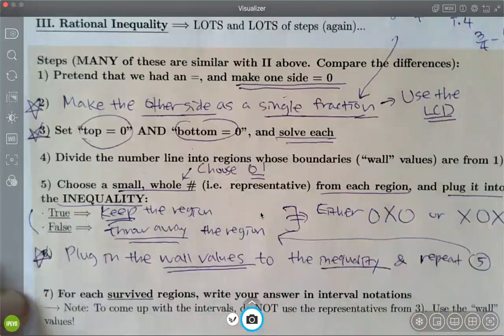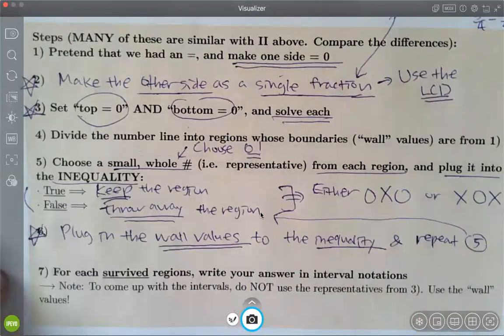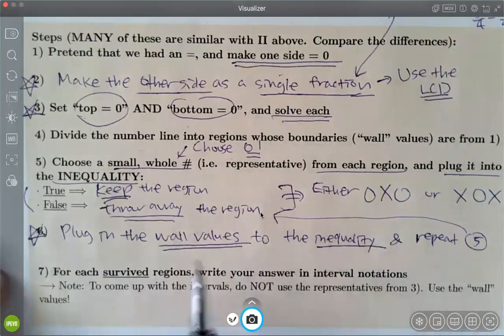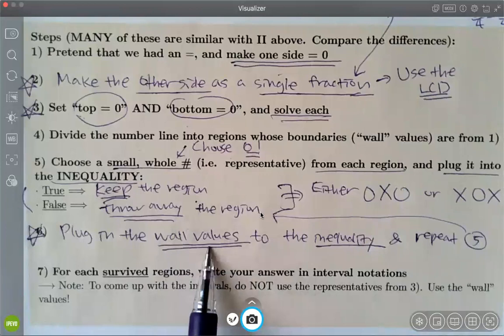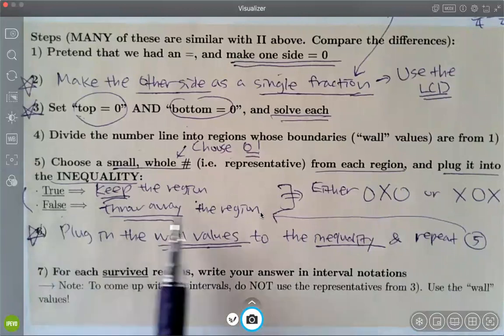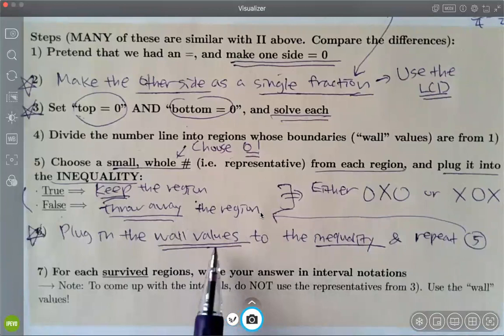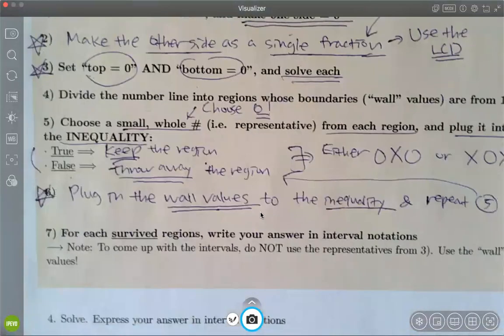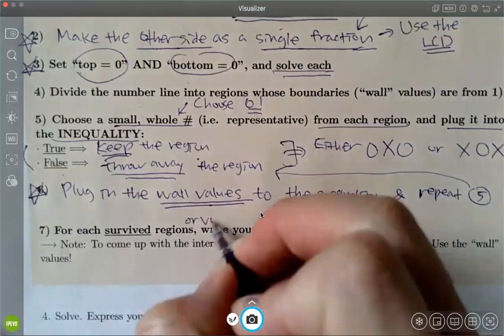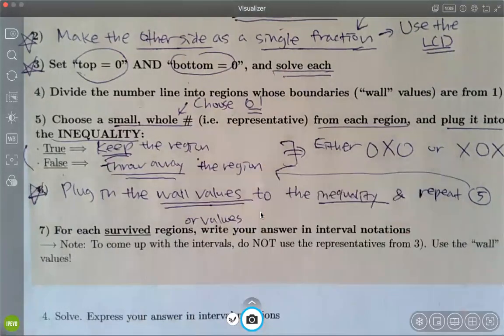Okay, so now what does that mean? Here we are dealing with regions in step number 5, but here we are dealing with the values. If we get the true statement, we don't keep the region, but we keep the value. And if we get a false statement, we throw away not the region, but the value. So just replace the region by the value and you'll get the same thing. And now for each surviving region or wall value, write your answer in interval notation.